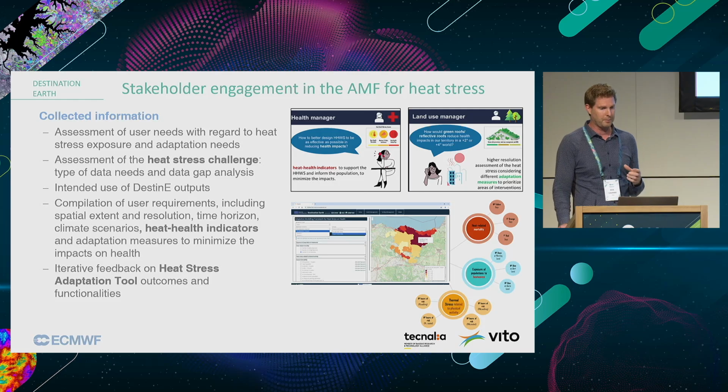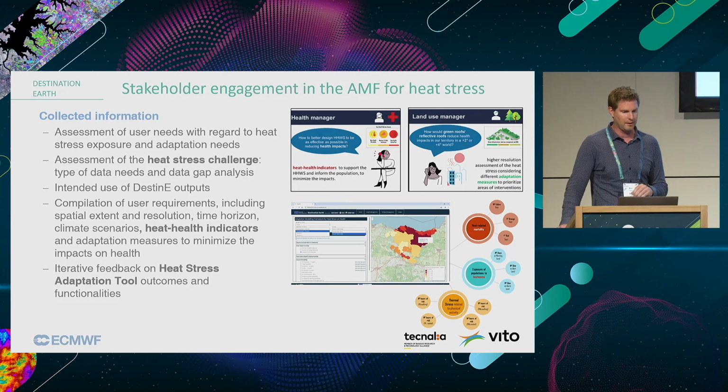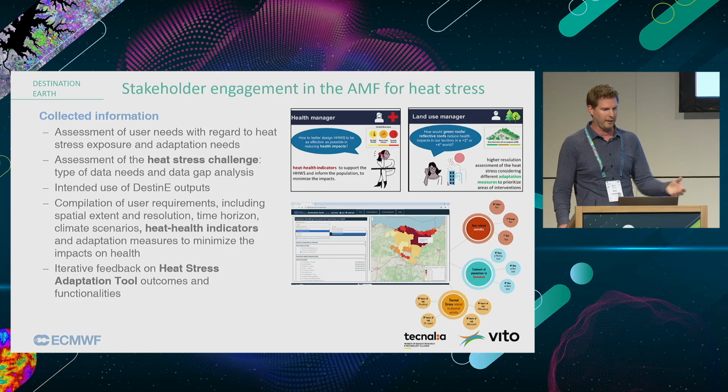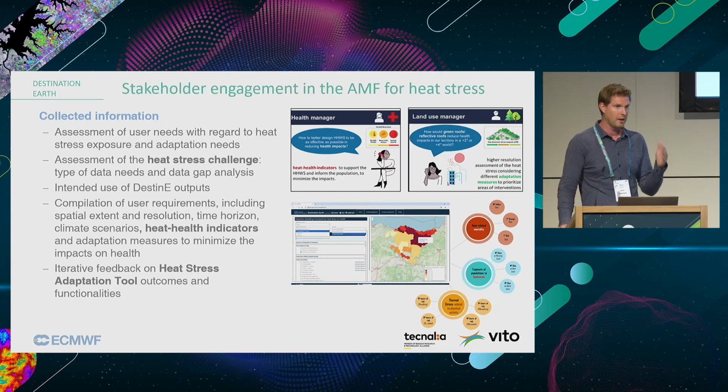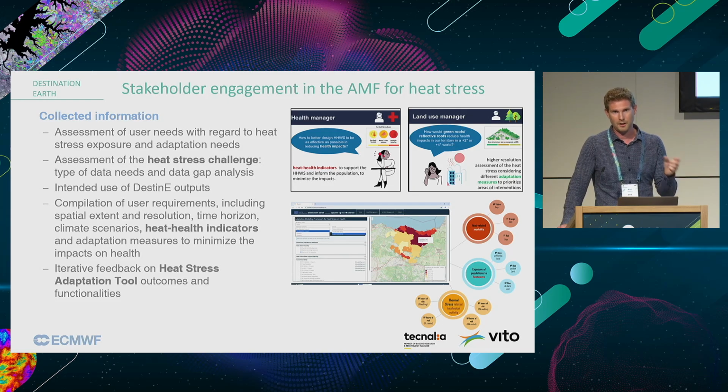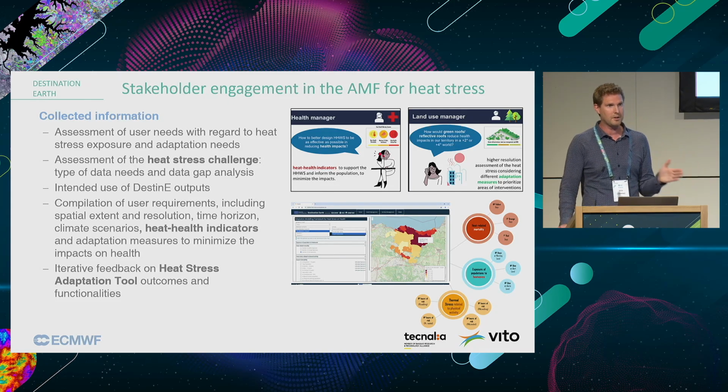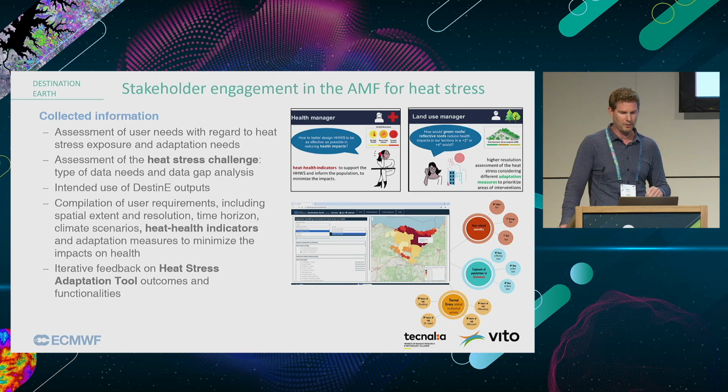Similarly, as in our first project, we again collected all this information from the users. We informed them about Destination Earth, and we really co-designed the service with the health experts, looking at which heat health indicators they want to see included, which threshold values we needed to use, which climate adaptation measures we had to include in the service that made sense to them and which was something that they could work with.